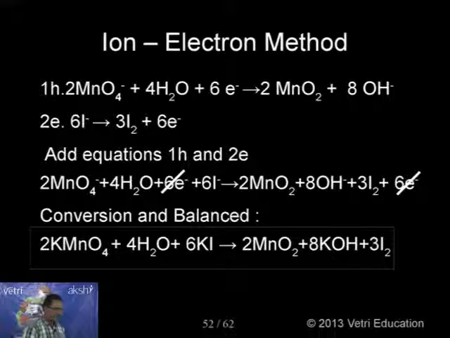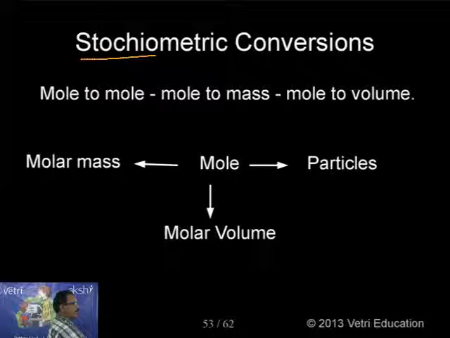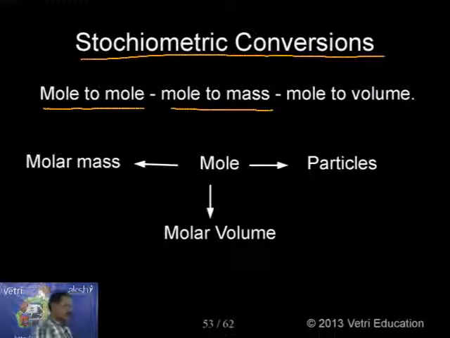Now we have to go for the next one, the stoichiometric conversion. This is another most important thing we get from stoichiometry. Coming to these stoichiometric conversions, what can we do? We can convert mole to mole, mole to mass, mole to volume, and again vice versa: mass to mole, volume to mole. Anything we can convert, even particles.